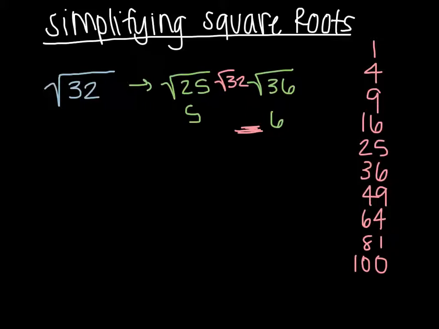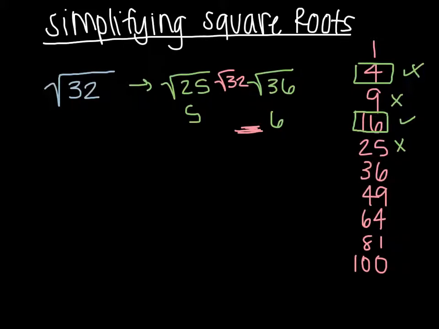So if I take a look at 4, now 4 goes into 32 8 times, so 4 is definitely a factor of 32. I'm not sure yet if it's the biggest one, so I'm just going to keep going down the list. 9 does not go into 32. 16 does. 16 goes into 32 twice. So already 16 is a bigger factor than 4, so I'm not going to use 4. 25 doesn't go into 32, and 36 is too big. So my option here is going to be 16, so we're going to rewrite this here.